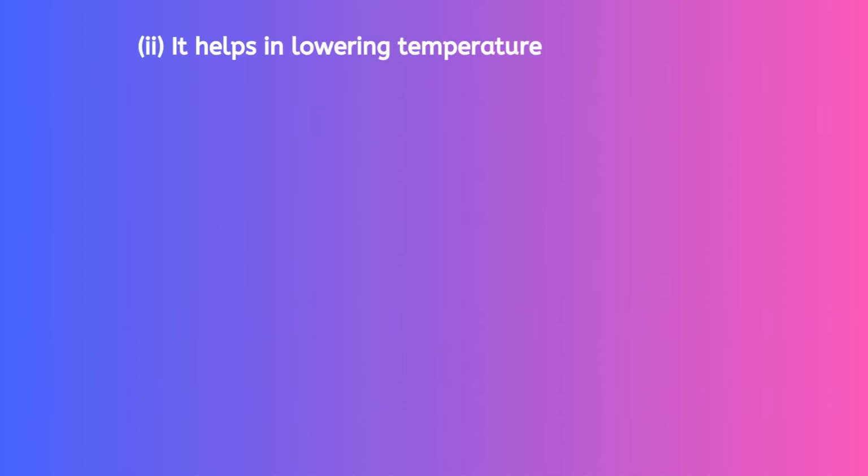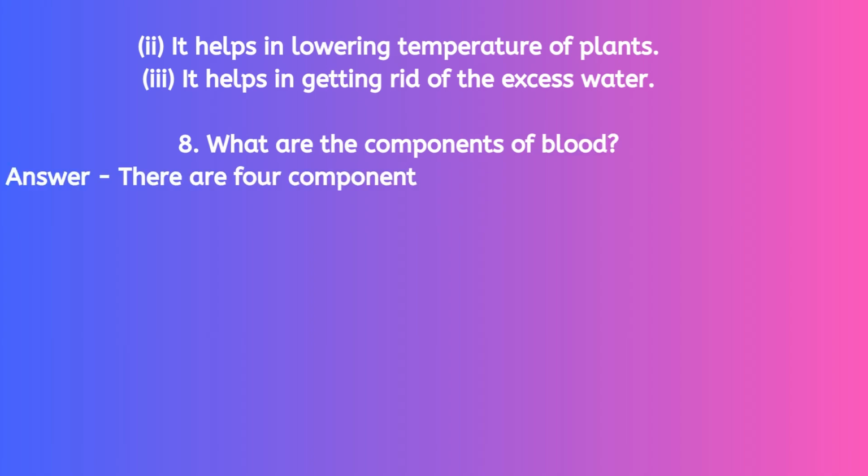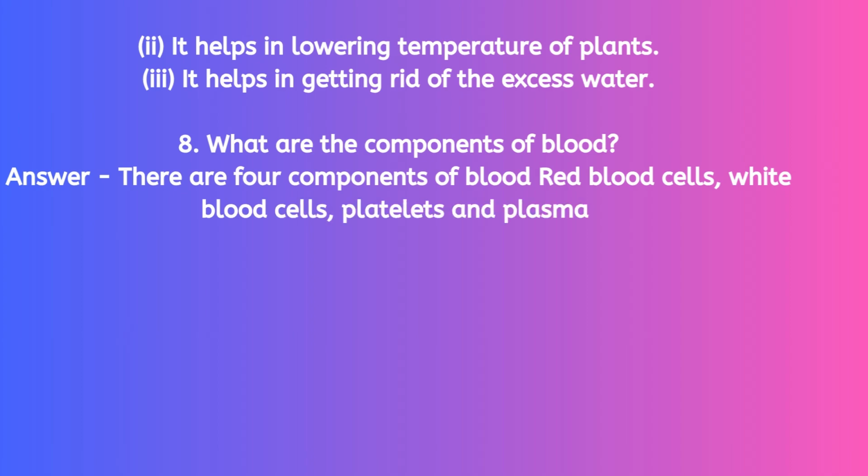7. Does transpiration serve any useful function in plants? Explain. Answer. 1. It helps in transport of water and minerals to leaves. 2. It helps in lowering temperature of plants. 3. It helps in getting rid of the excess water.